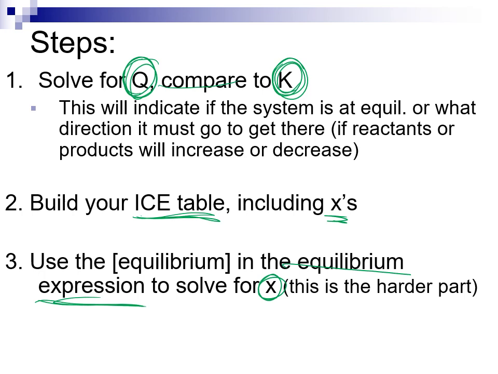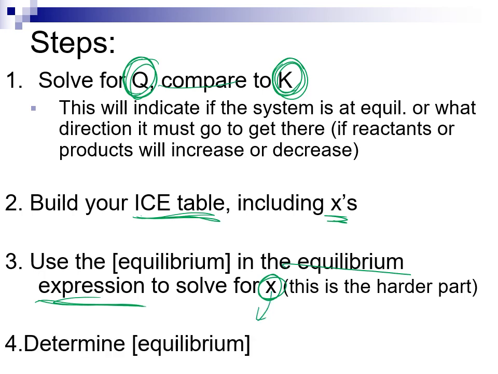We'll look at two examples. And once we have solved for this, we'll essentially have all the values that we need. All the numbers in our ICE table will be filled in, and we'll know what the actual concentrations are at equilibrium for the things that we did not know at the beginning of the question.